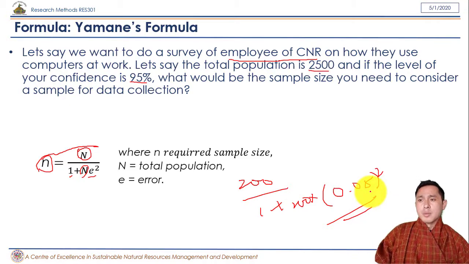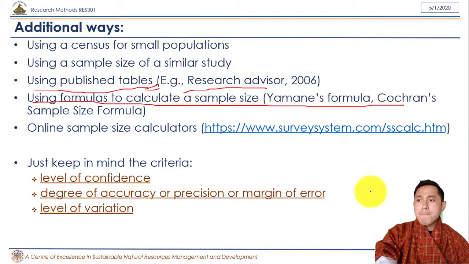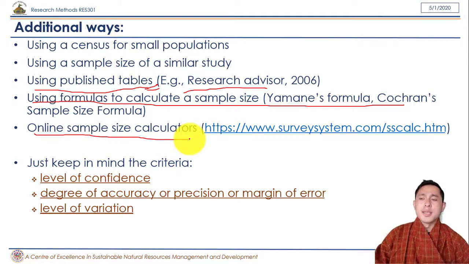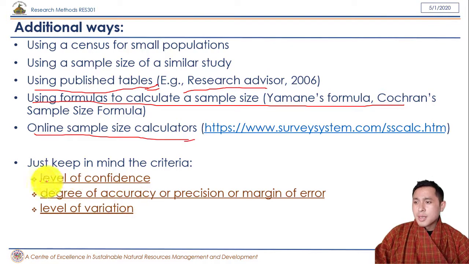It is mostly applicable to populations of more than 1000. If it is less than 1000, you do not want to use the Yamane formula, because the margin of error that may arise through its formula may be quite high. The last one is online sample size calculators. There are lots of them now, so you can use any one of them. Just type sample size calculator and lots of things will come out. Just go online and calculate the sample.